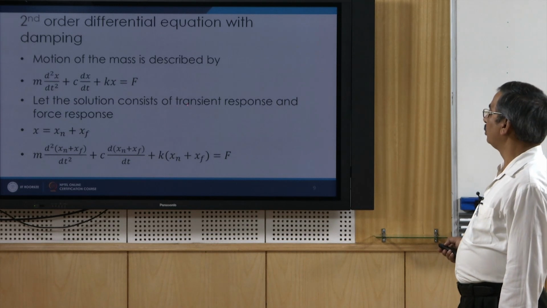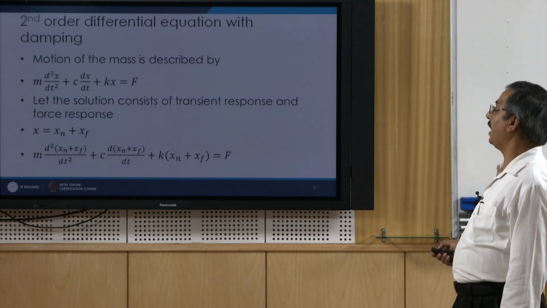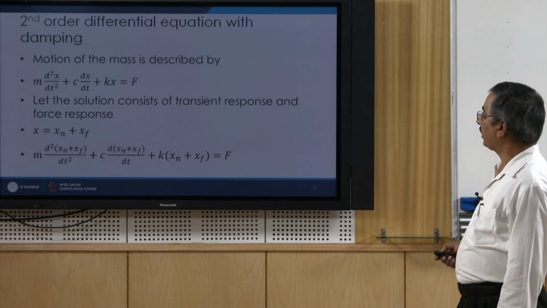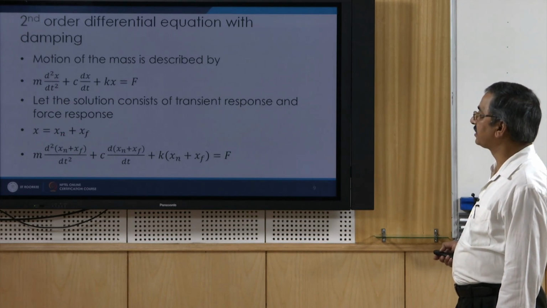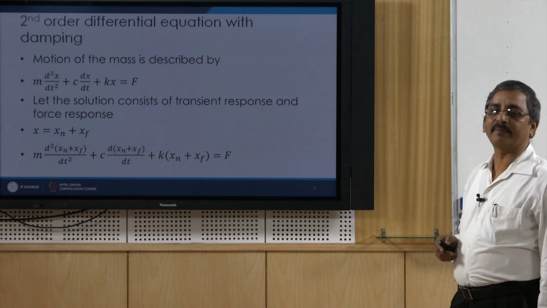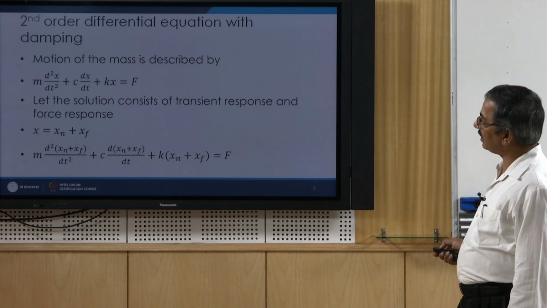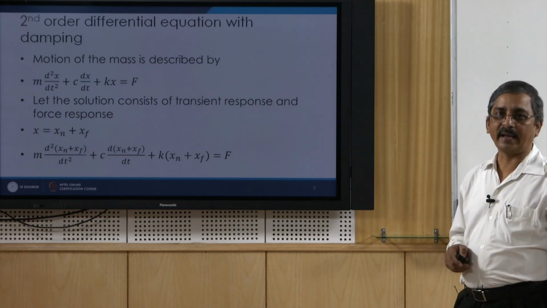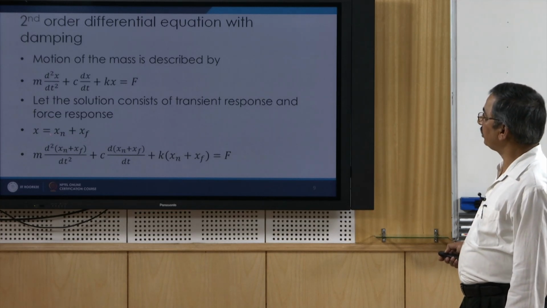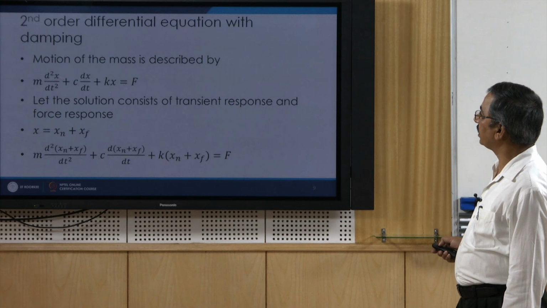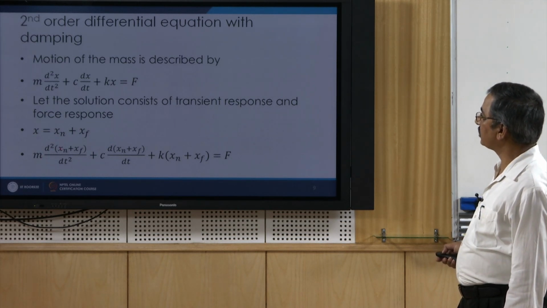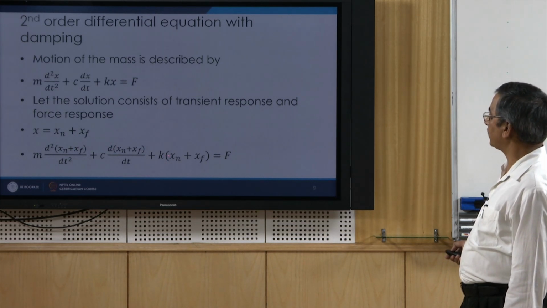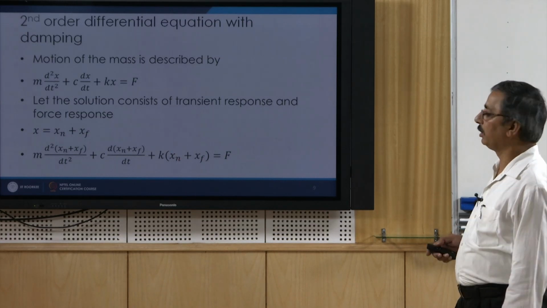Now, let the solution consist of the transient response and the forced response. Transient means I am calling it the natural response, so I am using here the subscript xn. So, the total response of the system is composed of the transient response or natural response xn and the forced response xf. So, let us substitute x is equal to xn plus xf in this equation, then this is what we get: m d square by dt square of xn plus xf, plus c d by dt of xn plus xf, plus k times xn plus xf is equal to f.